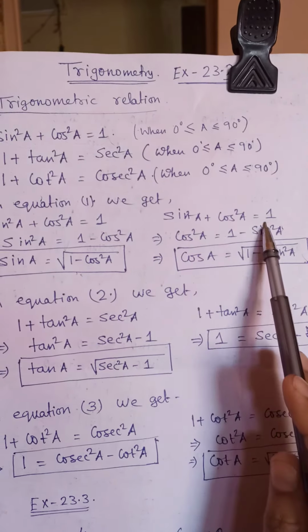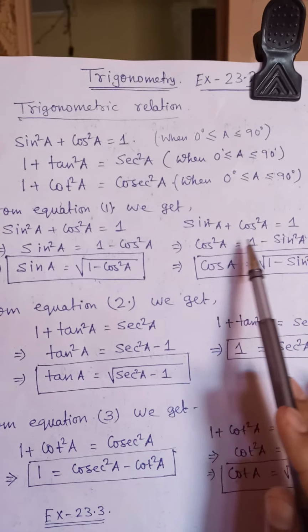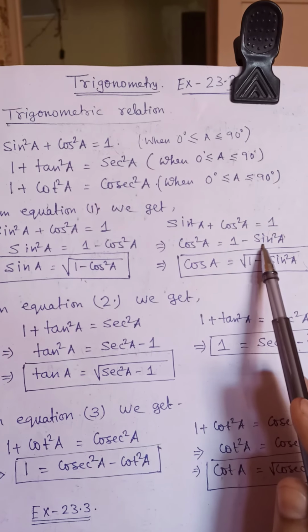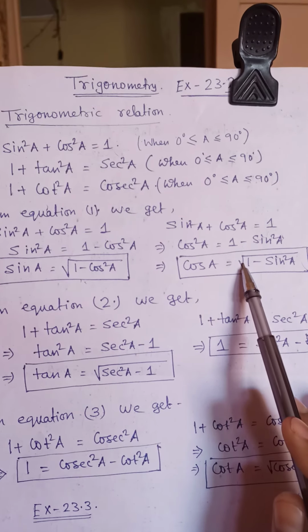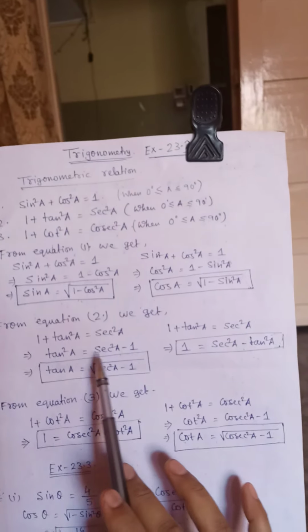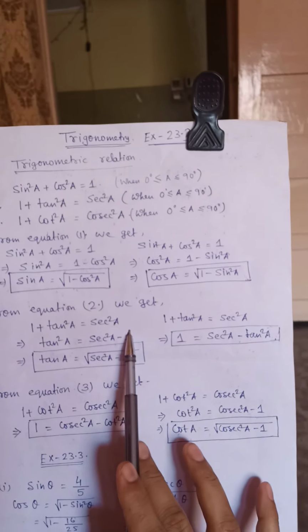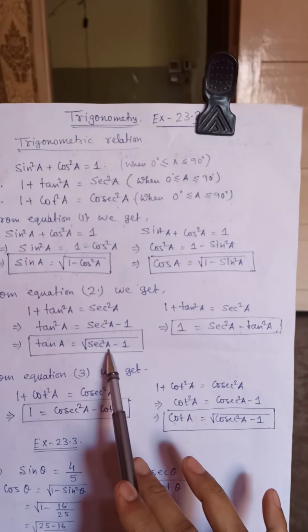Similarly, sin square A plus cos square A equals 1. Keeping cos square A on the left hand side, take sin square A to the right hand side, so it becomes 1 minus sin square A. So cos A equals root over 1 minus sin square A. So we get the value of sin A and cos A. From equation 2, 1 plus tan square A equals sec square A. So tan square A equals sec square A minus 1. So tan A equals root over sec square A minus 1.